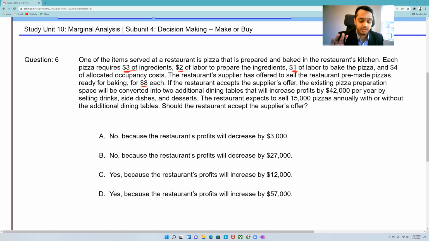Let us read the full question without jumping to a conclusion. If the restaurant accepts the supplier's offer, the existing pizza preparation space will be converted into 2 additional dining tables. That will increase profits by $42,000 per year. By selling drinks, side dishes, and desserts, the restaurant expects to sell 15,000 pizzas annually with or without the additional dining tables. Should the restaurant accept the supplier's offer? Should they do it?